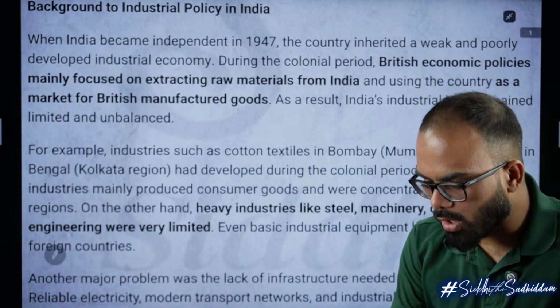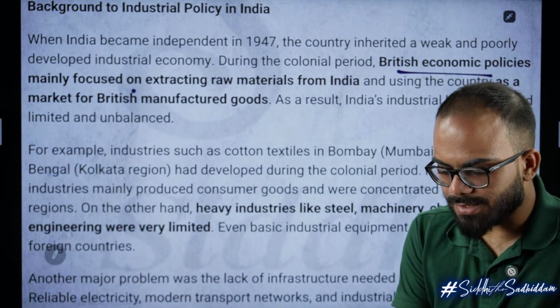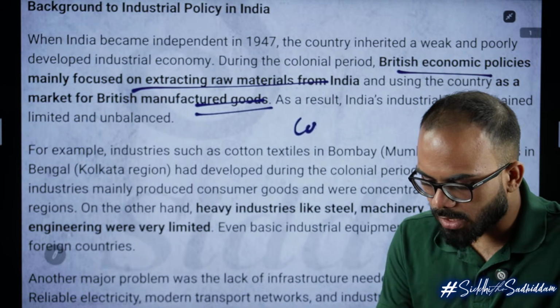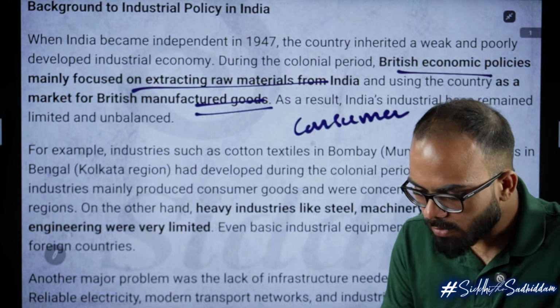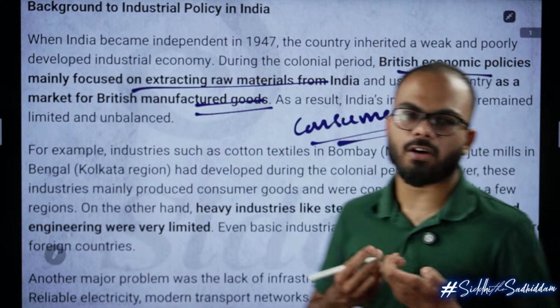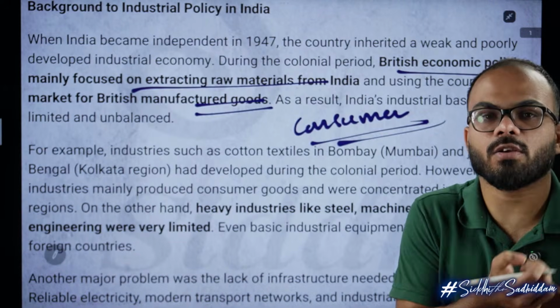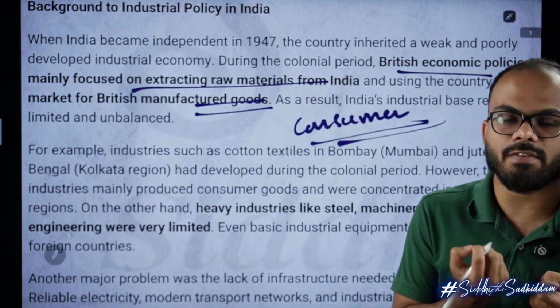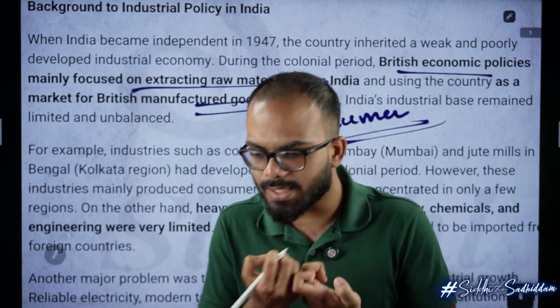So the overall policies of the British were around extracting raw materials from India, so that India would become a simple consumer market of final manufactured goods. The idea of foreign products consumption in India was ingrained in our blood since ages and ages, right?